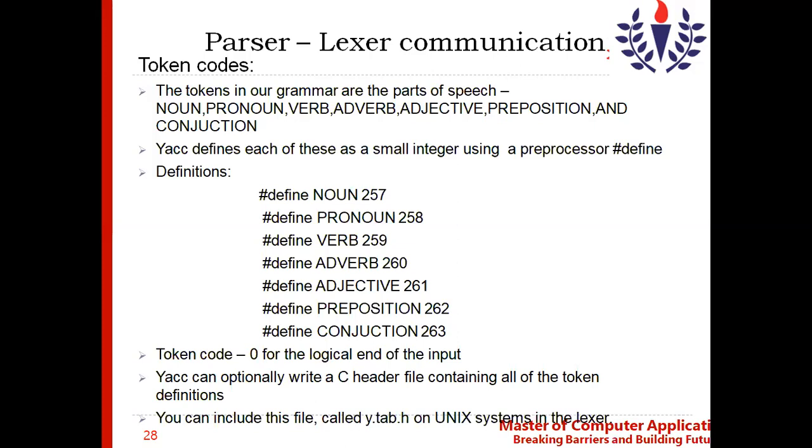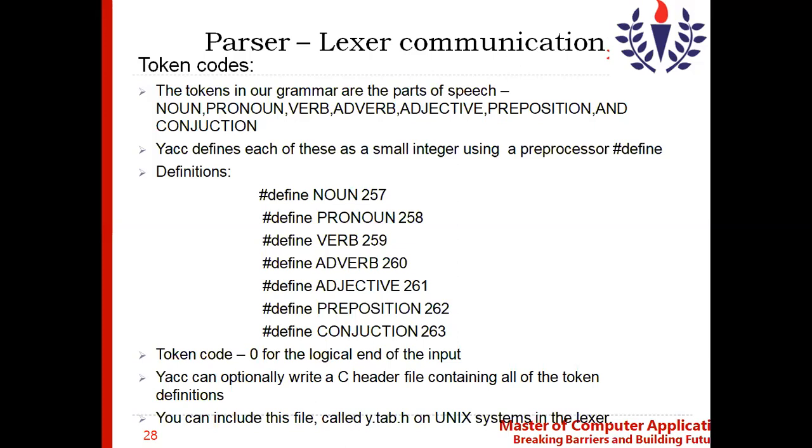When it is defining the token, it assigns a code for each token. That is called the token code. So each and every token has a token code. That would be there in the file called y.tab.h, where .h represents a header file. In the header file, the definition of the tokens would be available.